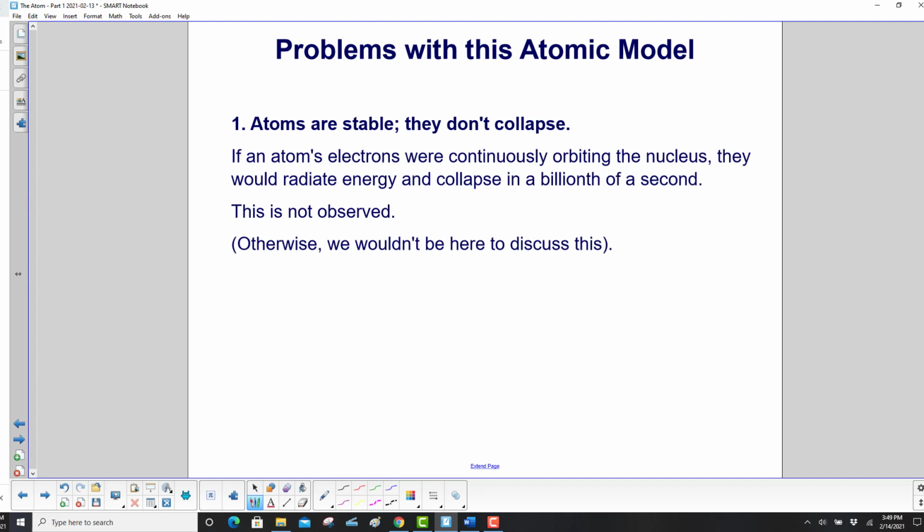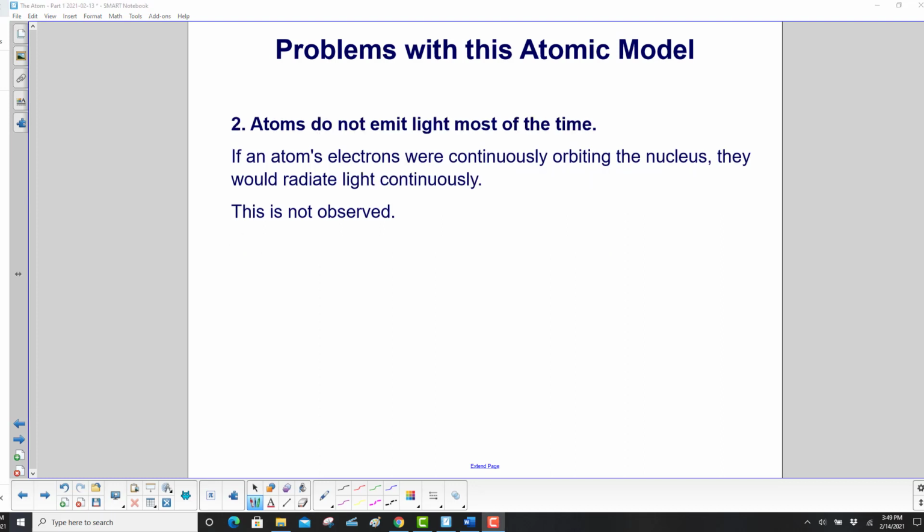If an atom's electrons were continuously orbiting the nucleus, they would radiate energy and collapse in a billionth of a second. This is not observed. Otherwise, we wouldn't be here to discuss this. Problem 2. Atoms do not emit light most of the time. If an atom's electrons were continuously orbiting the nucleus, they would radiate light continuously. This also is not observed.